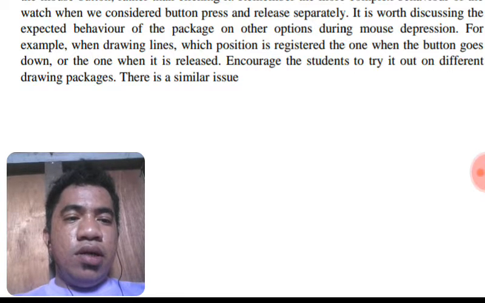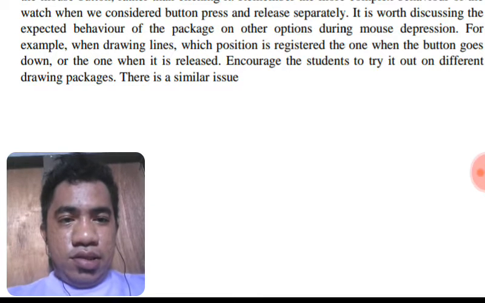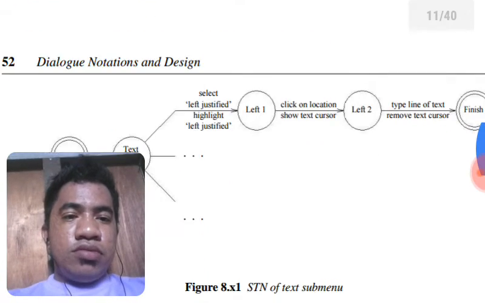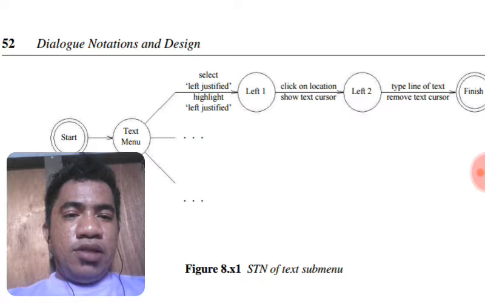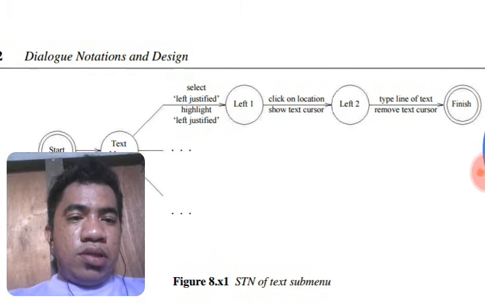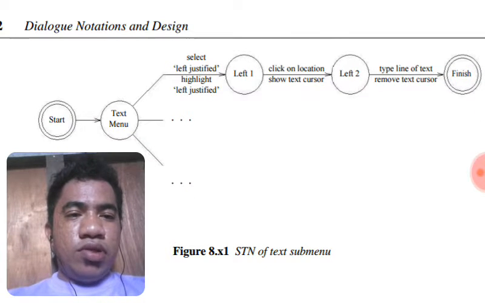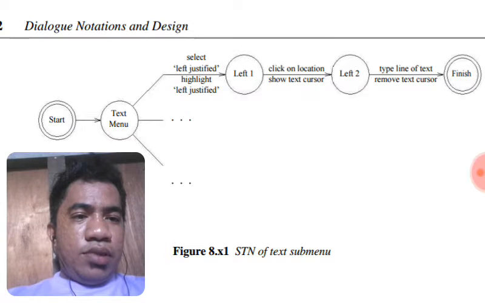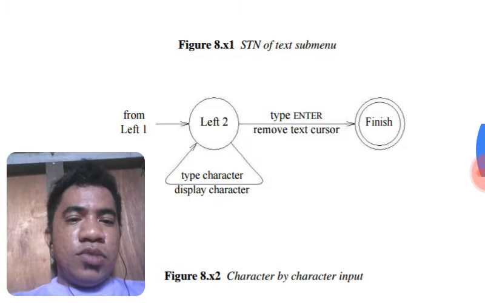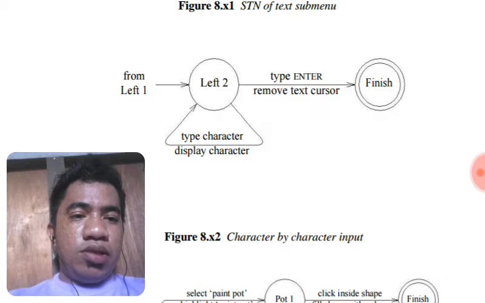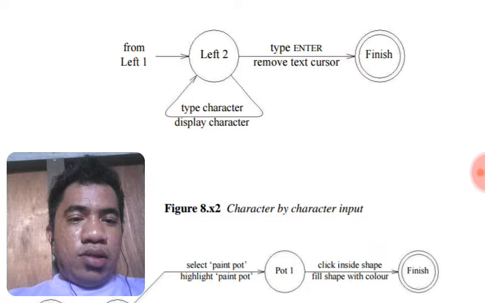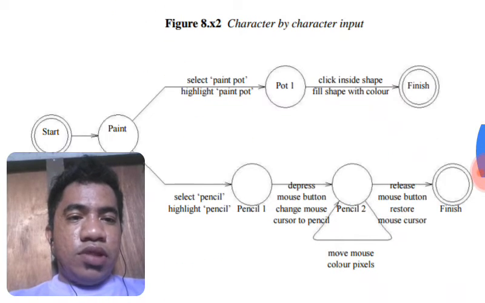Encourage the students to try it out on different drawing packages. There is a similar issue. Start text menu. Select left justified. Highlight left justified. Left 1. Click on location. Show text cursor. Left 2. Left type line of text. Remove text cursor. Finish. From left 1, left 2, type enter, remove the text cursor. Finish. Type character, display character. Figure: character by character input.